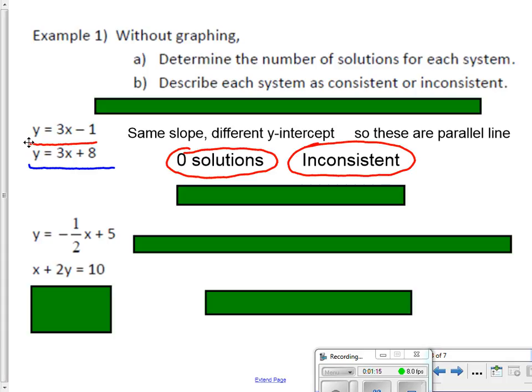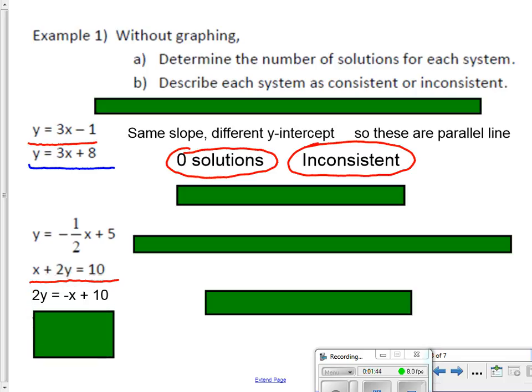Looking down at our next example, we've got y equals -1/2 x plus 5, and x plus 2y equals -10. Now it's going to be hard to get the slope of our second equation down here if we keep it in that form. So first, we're going to switch it over to our y equals mx plus b, or our slope-intercept form. So the first thing we need to do is subtract x from both sides. That's going to leave us with positive 2y equals -x plus 10.